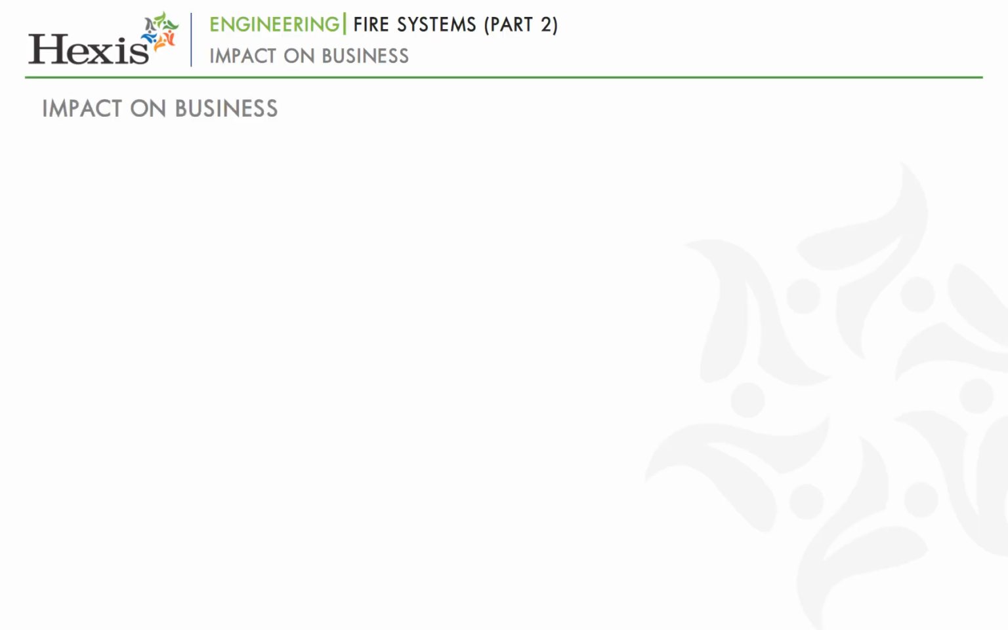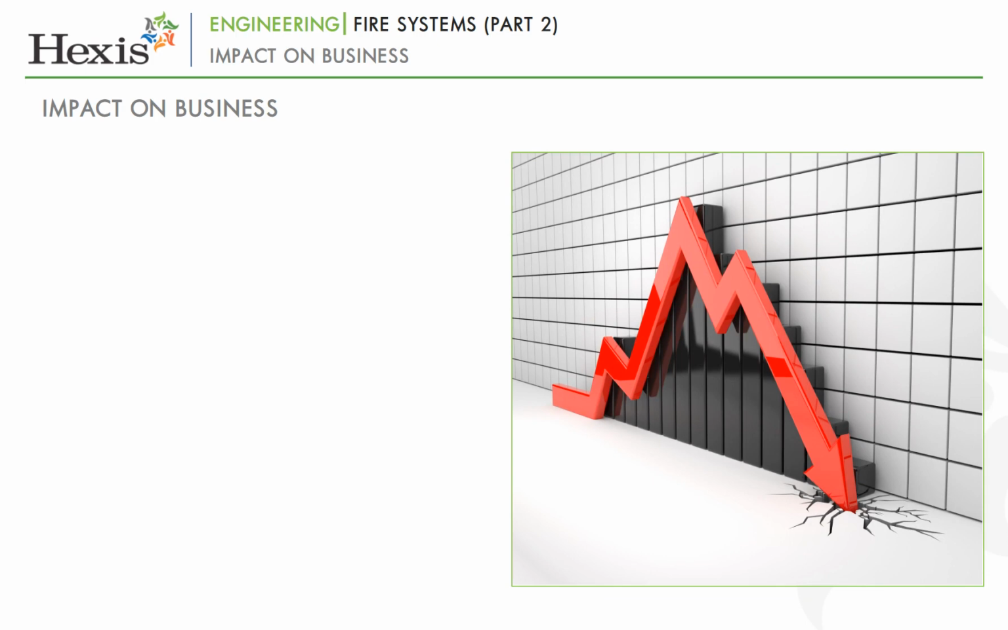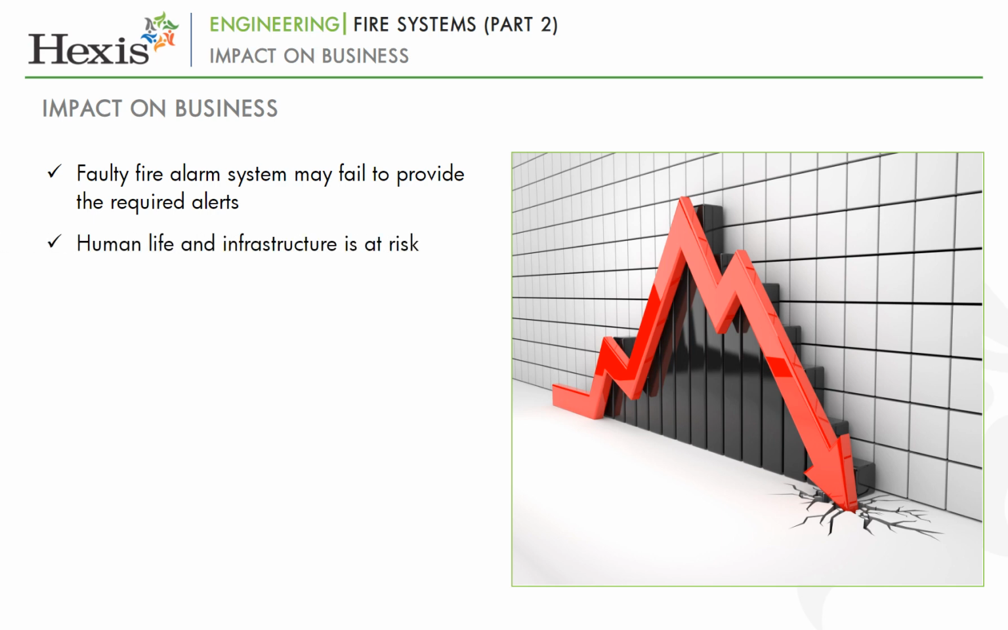Let's now look at the impact on the business. The fire alarm and detection systems detect and notify the occupants and the emergency response teams of a fire which has started in the monitored area. A non-functional fire alarm and detection system may either fail to detect the fire or fail to process the signals received from the detectors and hence fail to provide the required alerts. In such a case, both human lives and infrastructure are at a major risk, since delay in controlling a fire usually makes it more difficult to be controlled at later stages and also spreads the fire.